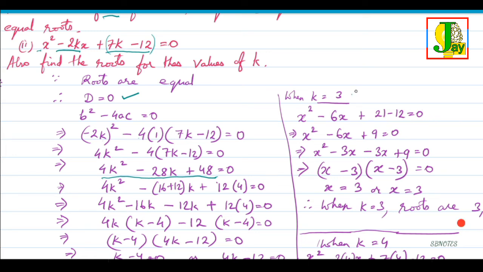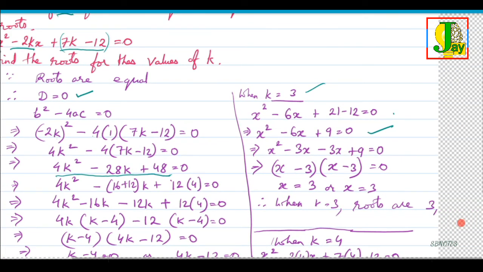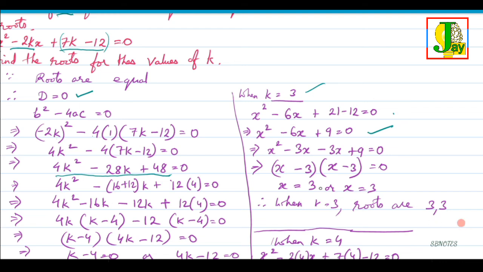Say when k is 3, we have this equation. So after solving this, when k equals to 3, the value of both the roots is also 3. So after solving this, you get 3 as the roots when k equals to 3.